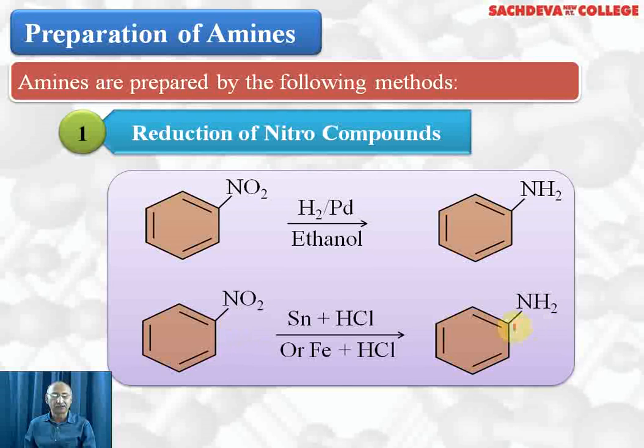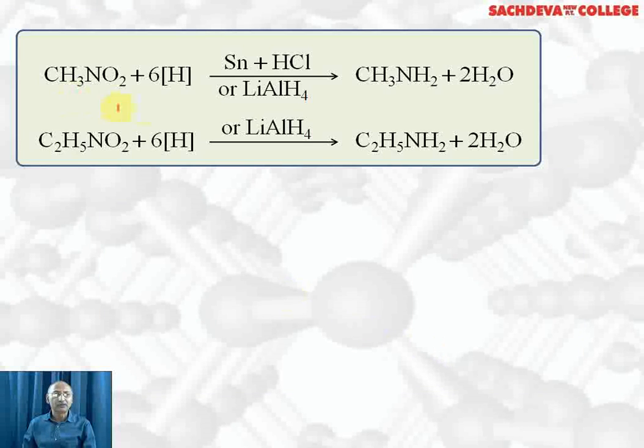group to amino group. Instead of tin and HCl, we can also use iron and HCl, which also will liberate nascent hydrogen, and it will reduce nitrobenzene to aniline. Nitromethane on reduction with tin and HCl or even lithium aluminum hydride will give methenamine, plus 2 water will be formed. Nitroethane can be reduced with the help of lithium aluminum hydride. We will get ethenamine and water will be formed. Here Sn/HCl or lithium aluminum hydride, any one of them can be used.